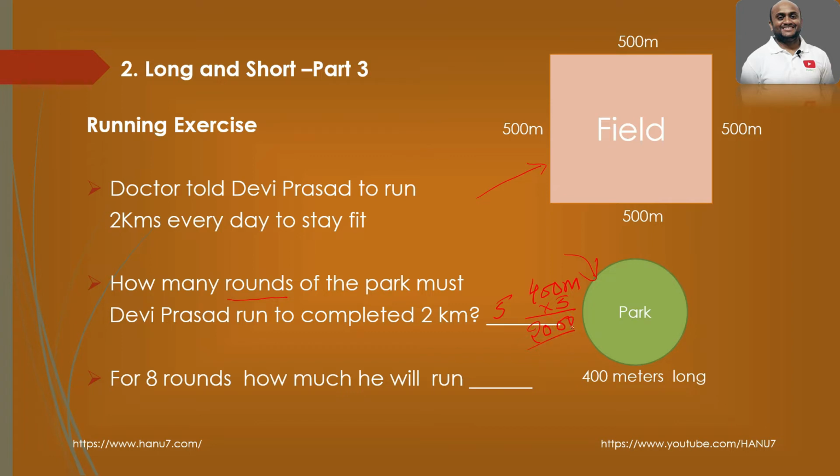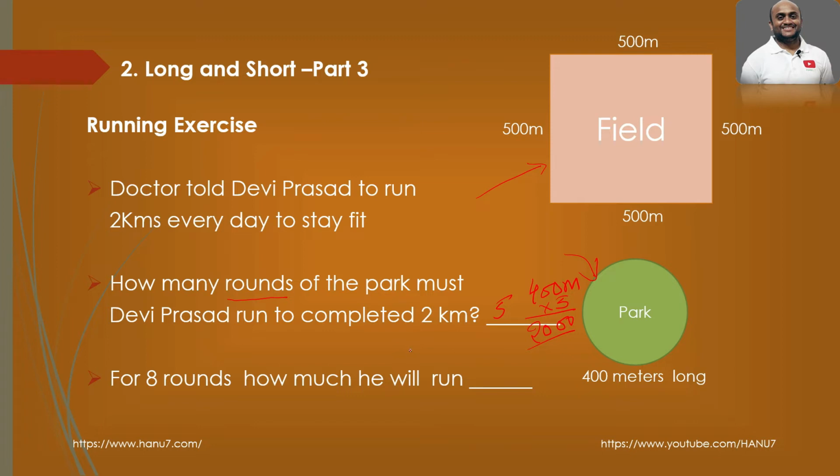So this is the application of multiplication, where you can calculate the distance, or how much distance he runs. For 8 rounds, how much will he run?